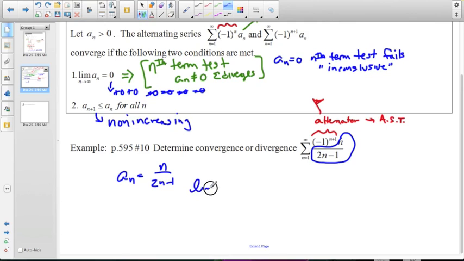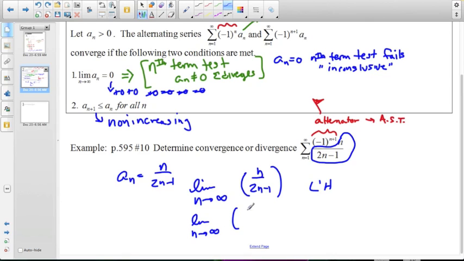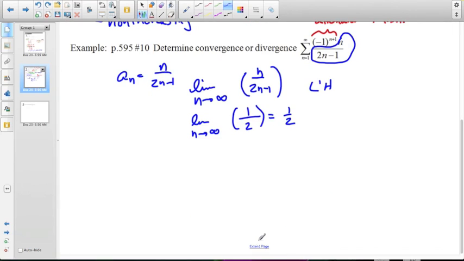So we take the limit as n goes to infinity of n over 2n plus 1, and we evaluate that. That's easy enough to do L'Hopital's on. You only have to differentiate once, which is nice. So the limit as n goes to infinity, the derivative of the top is 1, the derivative of the bottom is 2. And when we evaluate that, it's not 0, it's a half. So a bit of a trick question to start off with.